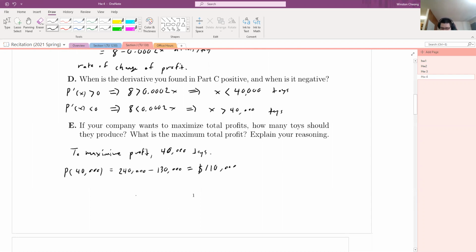And then, right, so finally it asks you to explain your reasoning. So that's pretty much the verbal explanation of how do we know that this 40,000 is the place where it maximizes. So the way you could say that is after x equals 40,000, the rate of change of the profit is negative, right? And so profit decreases beyond that point.